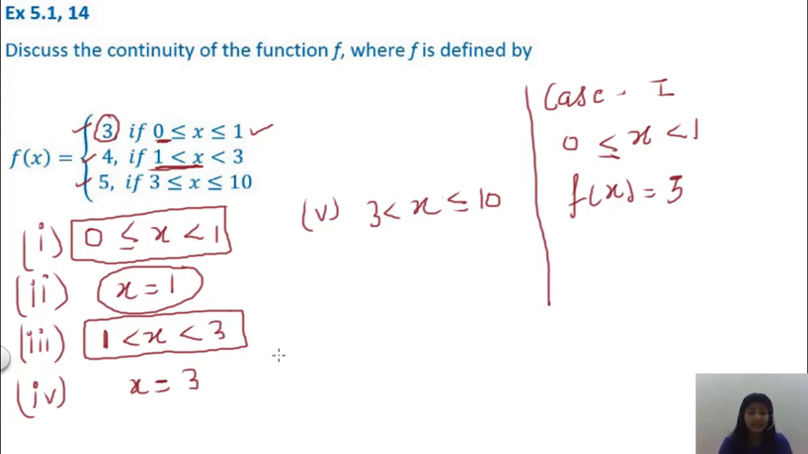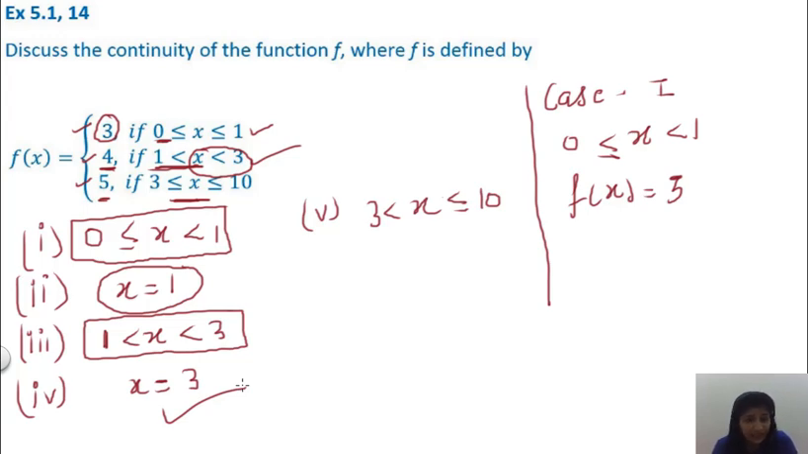Now, the fourth is x equals 3. As the same case I have done for 1, we are going to check for x equals 3. 3 plus and 3 minus, and you can see when you do for 3 minus, when x is less than 3, the value of the function is 4, and when x is greater than 3, the value of the function is 5. Hence the RHL and LHL will not come as equal in this case.